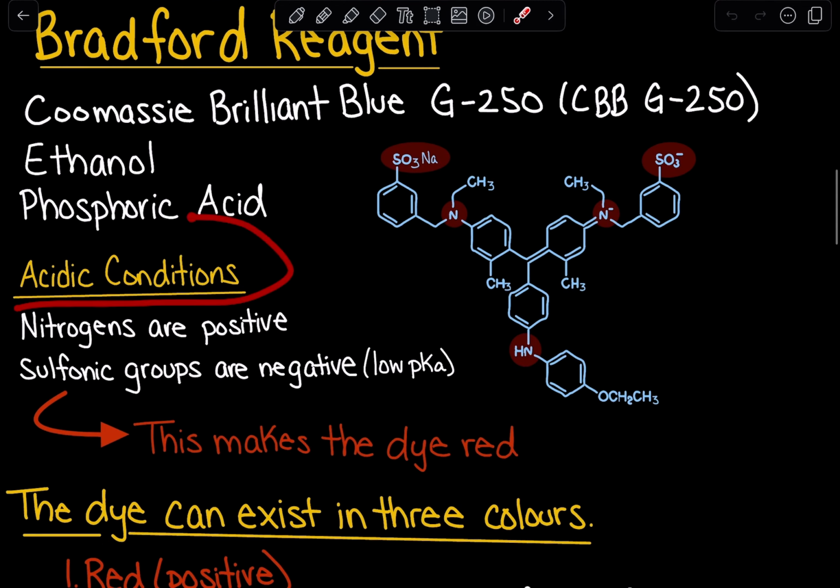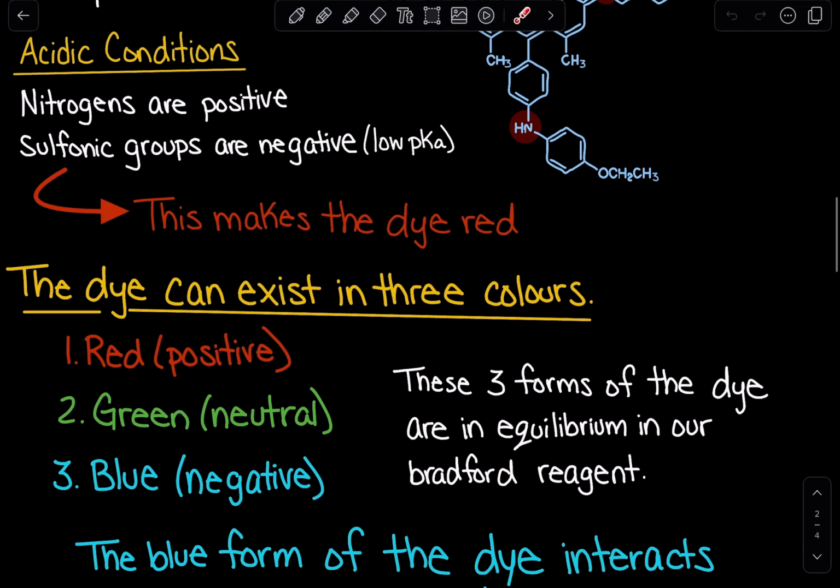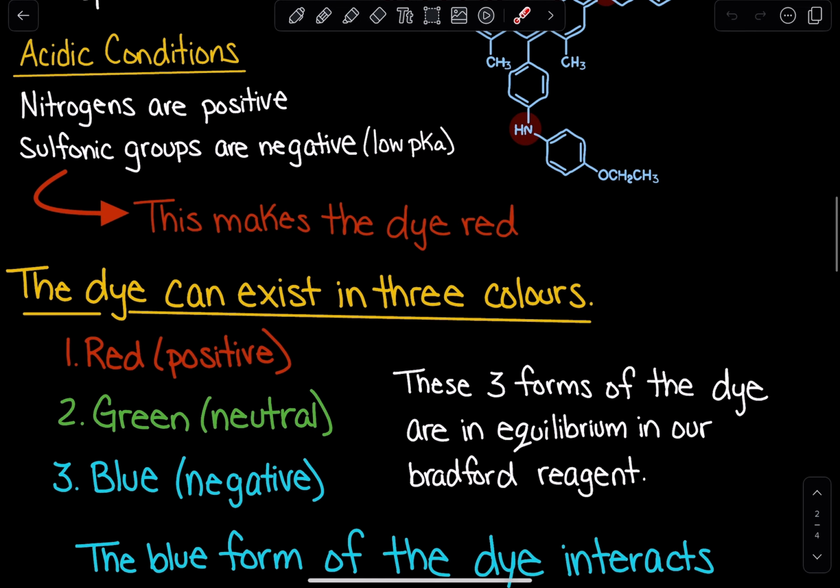So in acidic conditions, when all our nitrogens are protonated and our sulfonic groups have a negative charge, the overall charge is a positive 1 because we have three nitrogens which are going to have positive charges because they're going to be protonated, that is +3, and then we have two negative charges, so overall we have a charge of +1. Now this positive form of the dye is more red in color, and so red is positive when we are in the positive form, so that's going to be in acidic conditions.